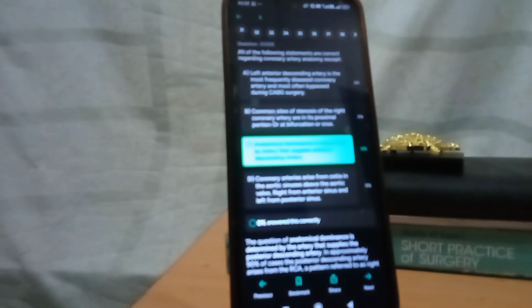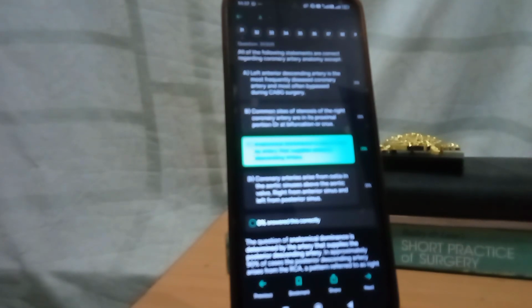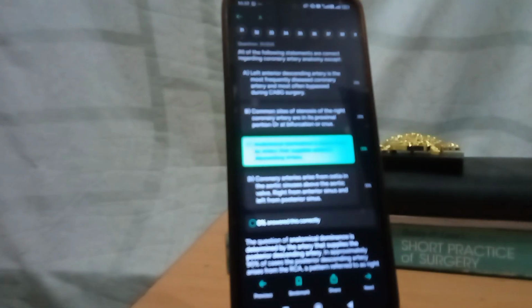The others are correct. Left anterior descending artery is the most frequently diseased coronary artery and most often bypassed during CABG. Common sites of stenosis for the right coronary artery are the proximal portion or bifurcation. Then the coronary arteries arise from the ostia in the aortic sinus above the aortic valve, right from the anterior sinus and left from the posterior sinus.